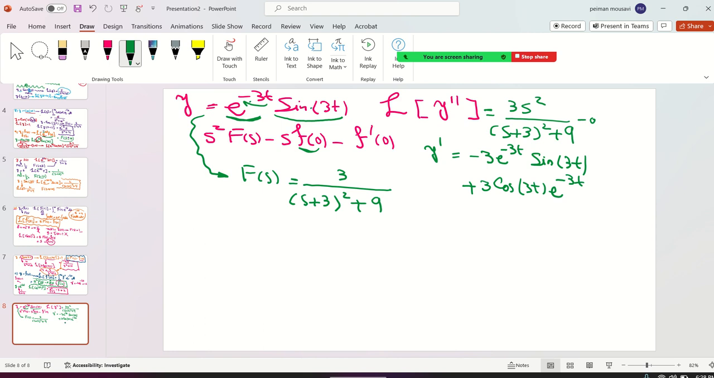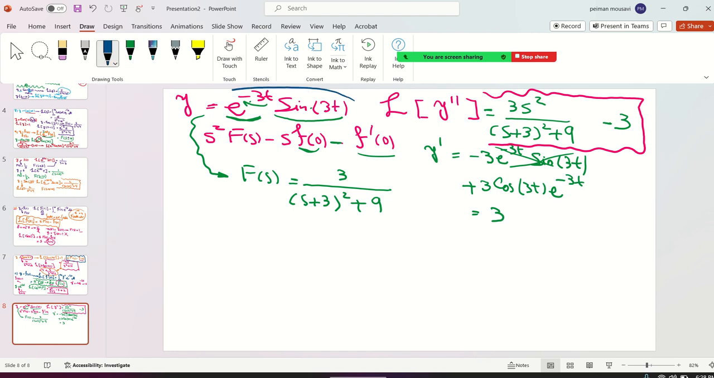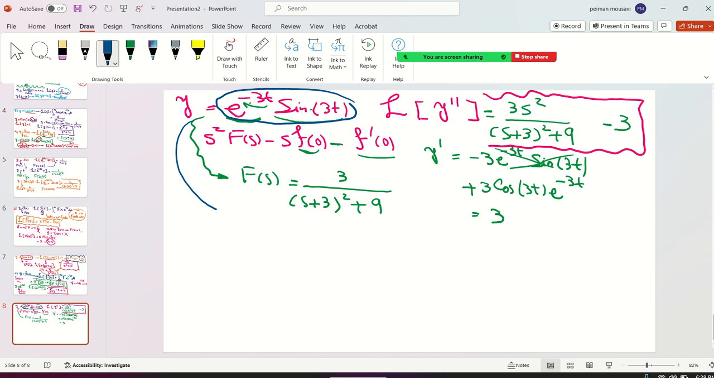At time 0, this is 0 and this is 3. Here we go, so minus 3. Minus 3. Bingo. This is the answer. You got it, everyone? Yes? You got it? For the original one, I used the formula of F(s plus a), calculated this and implemented it here.